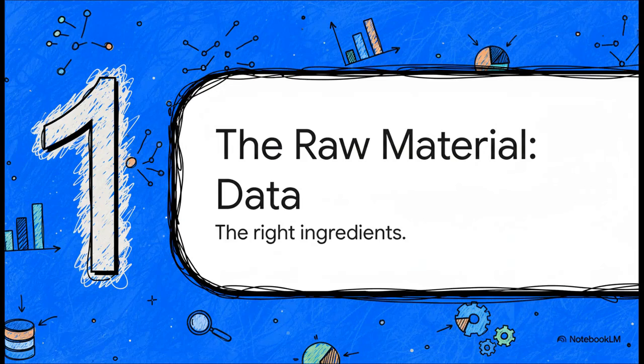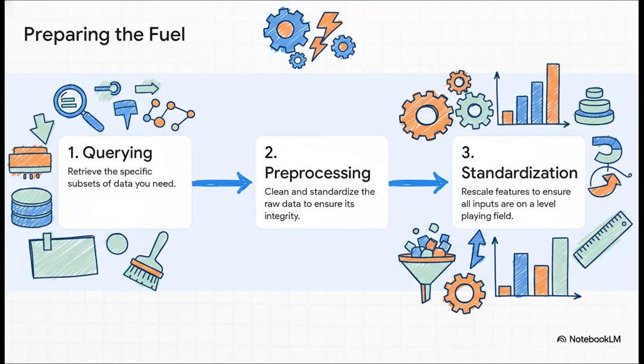Okay, so first things first, it is all about the data. I mean, you could have the most brilliant, sophisticated algorithm in the world, right? But it's totally useless without the right fuel. And in machine learning, that fuel is good, clean data. And getting that fuel ready, well, it's basically a 3-step process. First, we've got to find and grab the exact data we need, that's querying. Then we have to clean it all up, which we call preprocessing. And finally, we standardize it just to make sure everything is being measured on a level playing field.